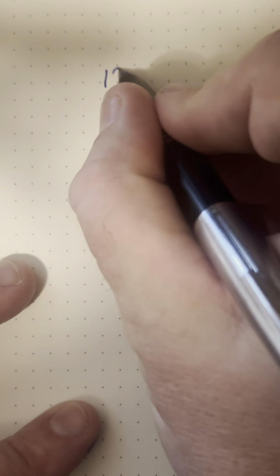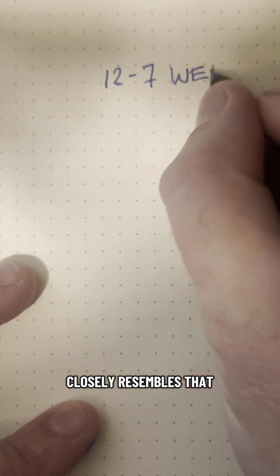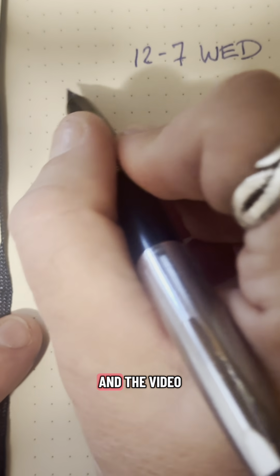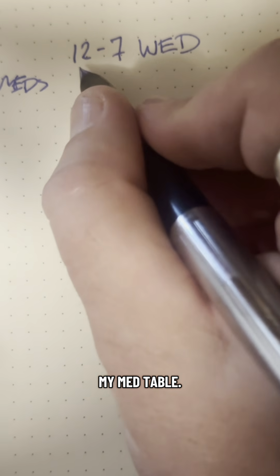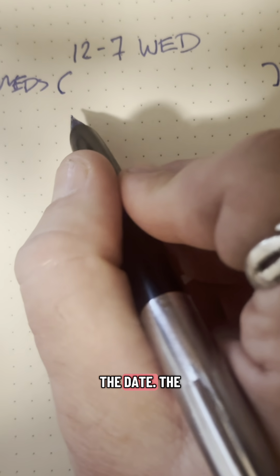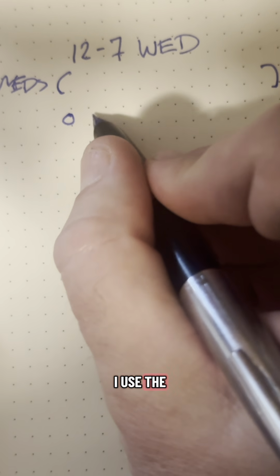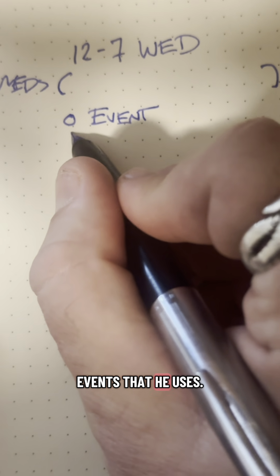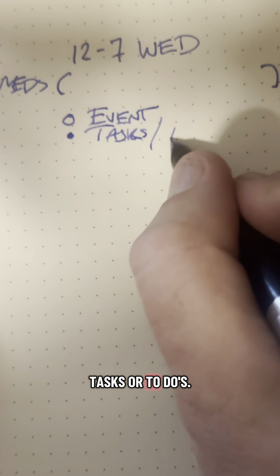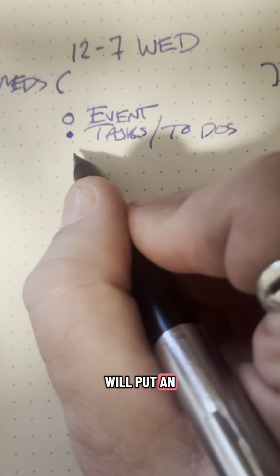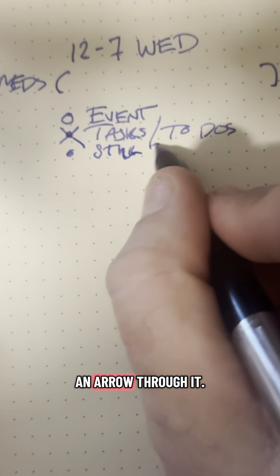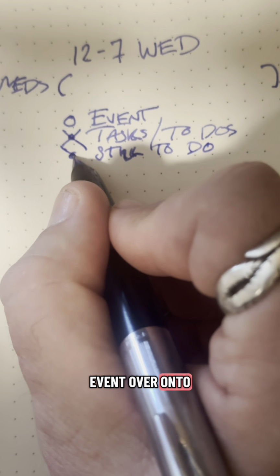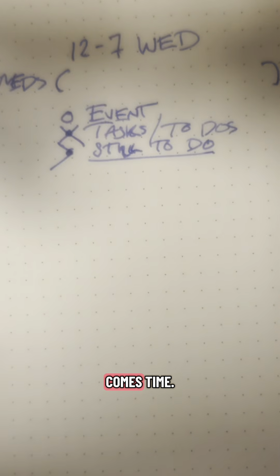Why don't I go into how I code a specific day? My layout here closely resembles that provided by Ryder Carroll in his book and the video that I've posted a link to in the description here. The only thing I'm adding is my med table, and then in parentheses here, the date, the time that I woke up that morning. I use the same symbology for events that he uses, and then I use dots for tasks or to-dos. When I complete a task, I will put an X through that dot, and when I have something that I have yet to do, I will put an arrow through it, and then I will copy that event over onto the next day's page when it comes time.